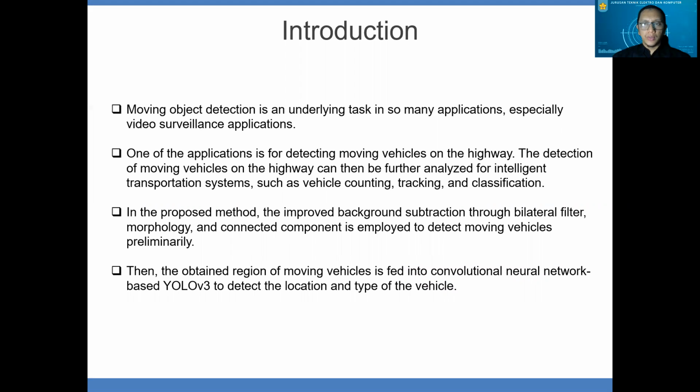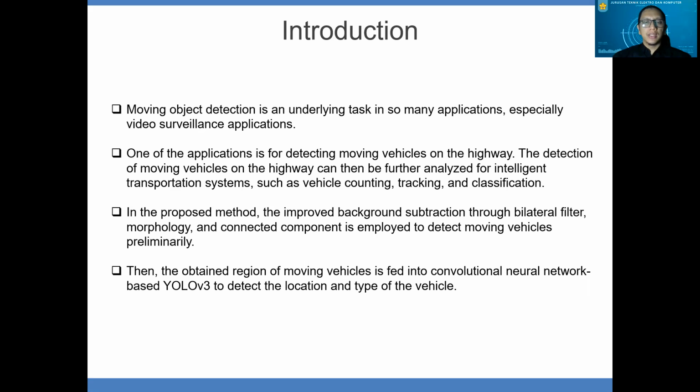First of all, we would like to emphasize the contribution of our work. Moving object detection is an underlying task in many applications, for example, moving vehicle detection, pedestrian detection, classification, and so on. In this paper, we are focusing on detecting moving vehicles on the highway. This is very important, especially for smart city applications, and the specific application is the intelligent transportation system.